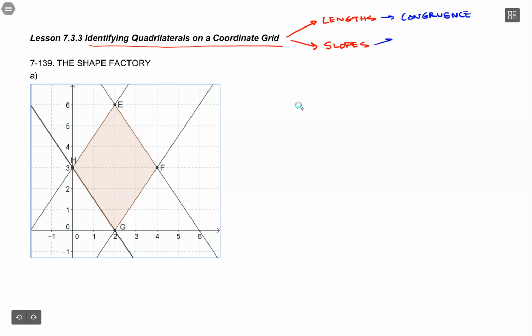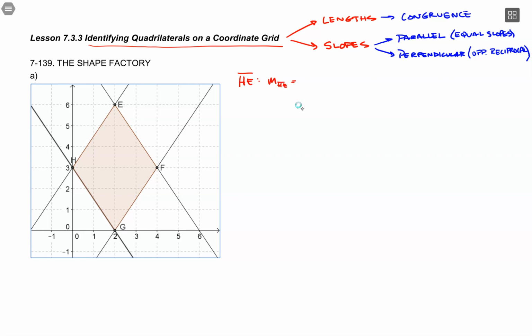And for slopes, we're looking for parallel. And that's equal slopes. Or perpendicular. And that's when we have opposite reciprocals. Okay, so let's get after it with this first one. I'm going to start by looking at segment HE.